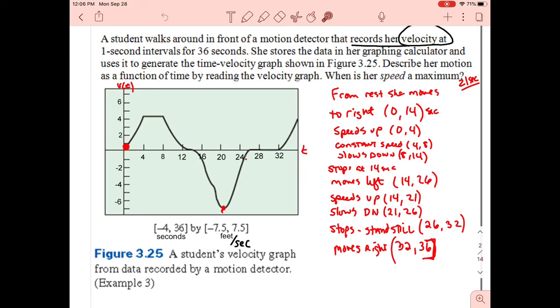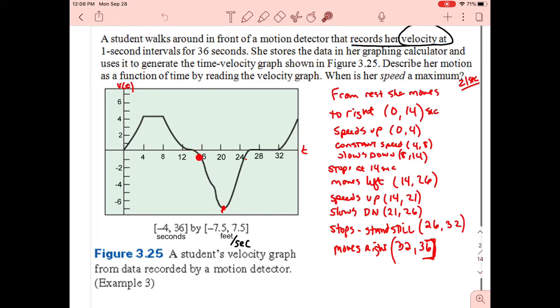During that time, she speeds up from the 0 to the 4-second mark. She is moving at a constant speed from the 4 to the 8-second mark. Her velocity stays somewhere between 4 and 5, so like 4.5 meters per second. And then from the 8 to the 14-second mark, she's slowing down. At the 14-second mark, she stops.